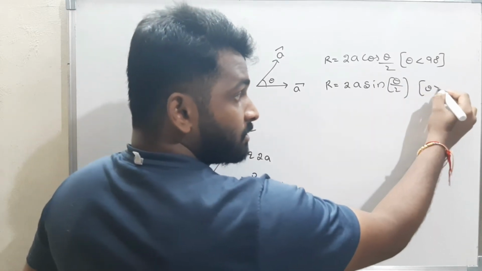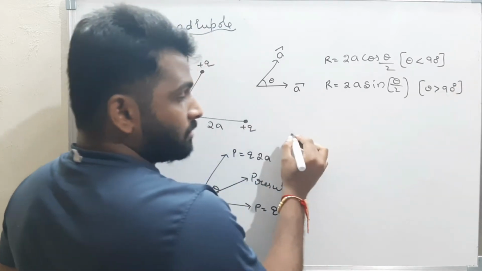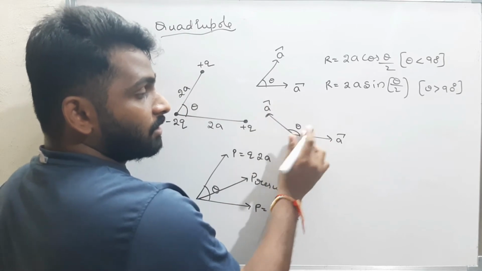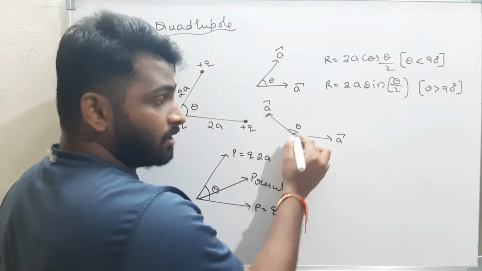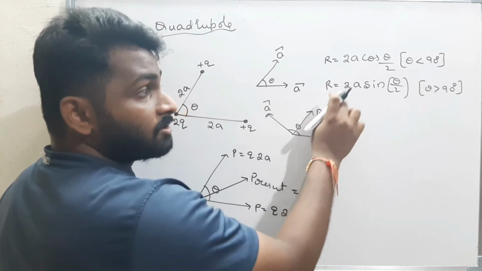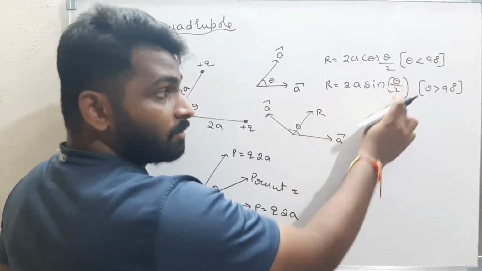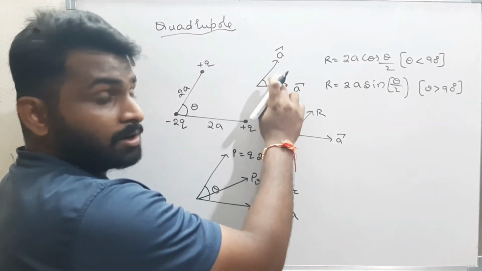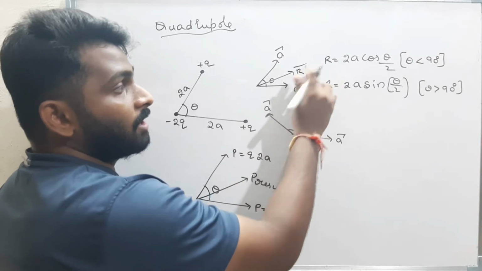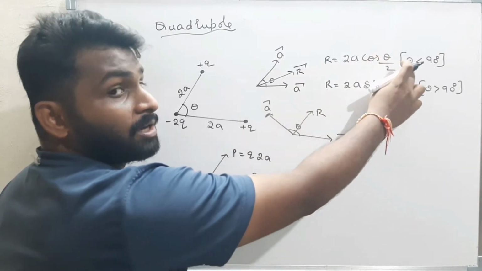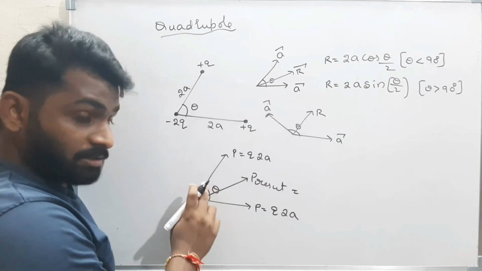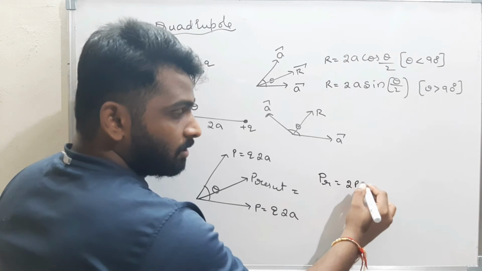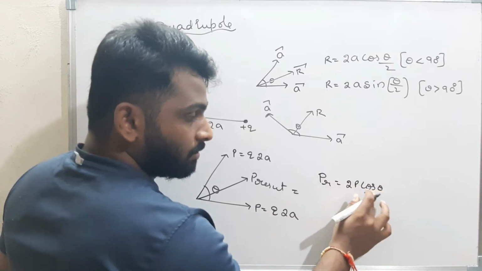If this angle is greater than 90 degrees, that means one vector is like this, another vector is like this, and the angle between them is theta, greater than 90, then this is the resultant. The resultant is equal to 2a sin theta by 2, because here the angle is greater than 90. The resultant is 2a cos theta by 2 when theta is less than 90. Now here the angle is less than 90, therefore the resultant dipole is nothing but 2p cos theta by 2.